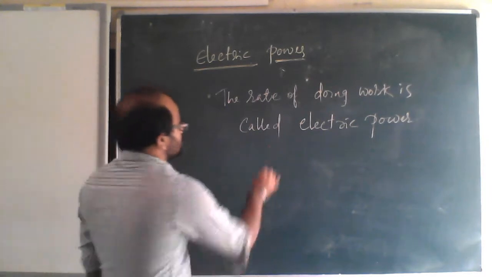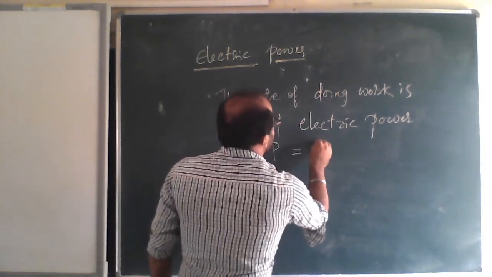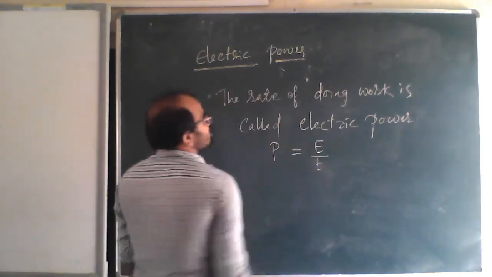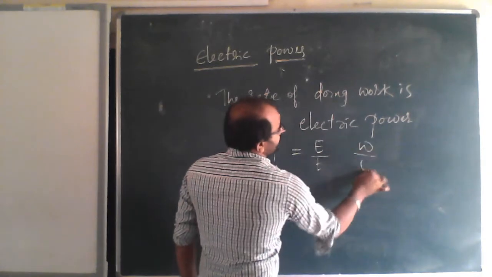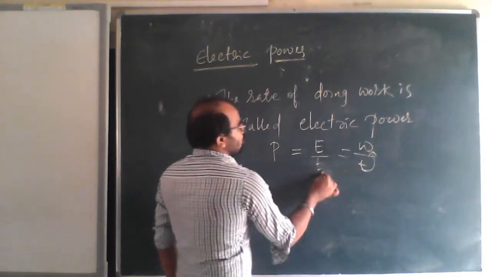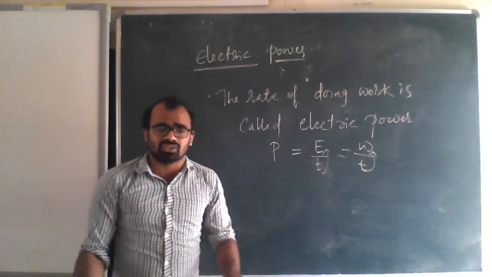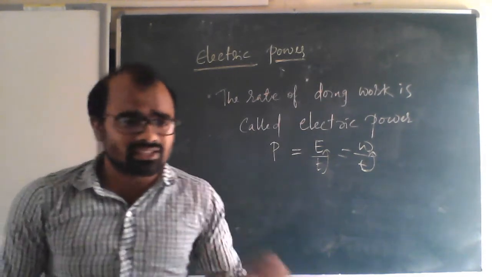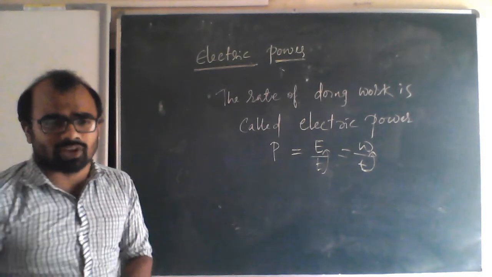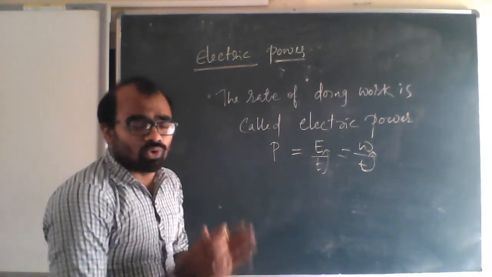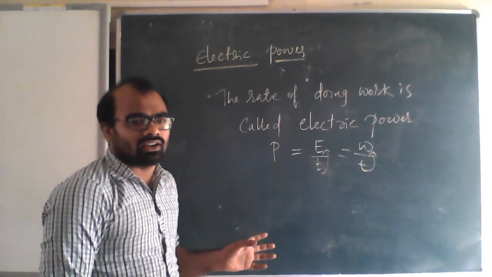So P is equal to W or E by T. E is what? Electrical energy. So the rate of doing work, or you can say W by T. Here work means electrical energy. In the total electricity chapter, work and electrical energy are both the same. Whatever work is done is all converted into electrical energy.